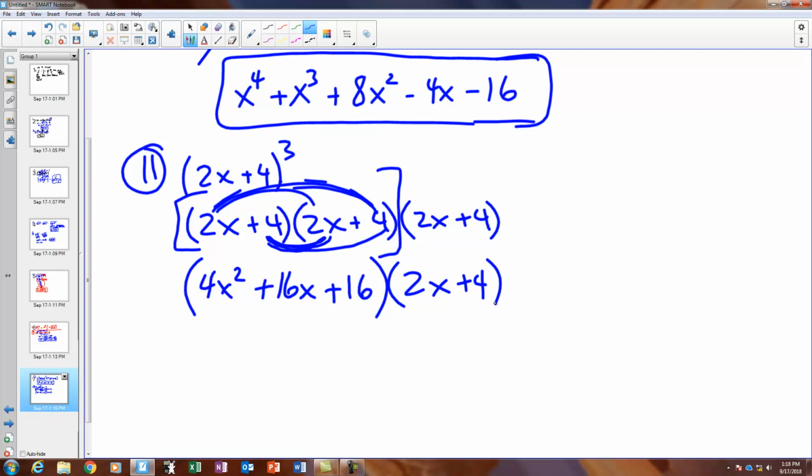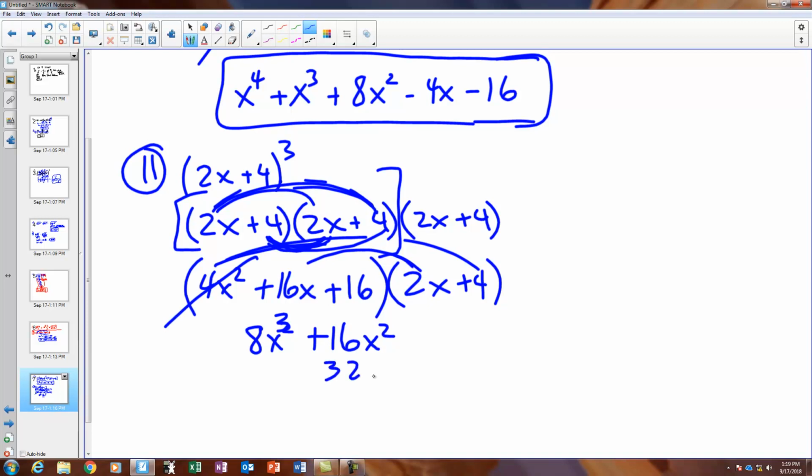And that's basically what number 9 started with. We're going to go ahead and cruise through that. 4x squared times 2x is 8x cubed. 4x squared times 4 is plus 16x squared. Sorry, that was x cubed to start with. That guy's done. 16x times 2x, that would be 32x squared. And then 16x times 4, that's 64x. And the 16 is done.